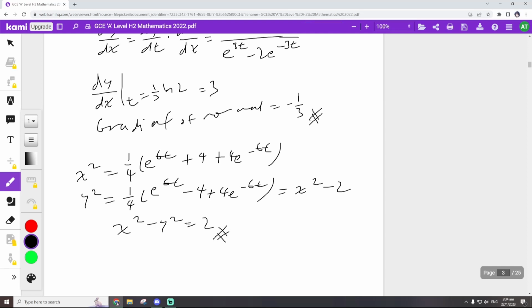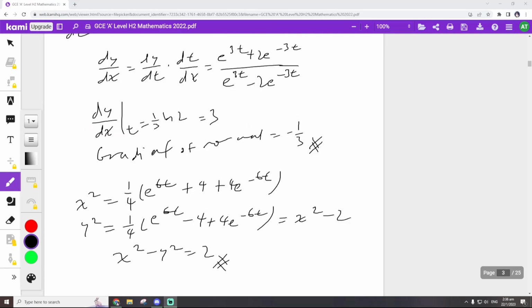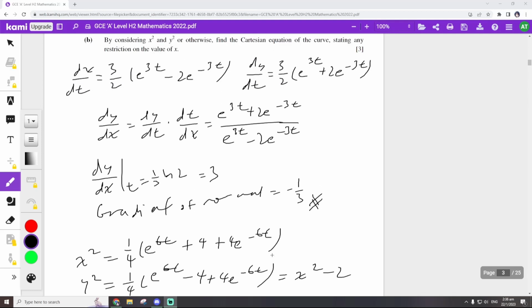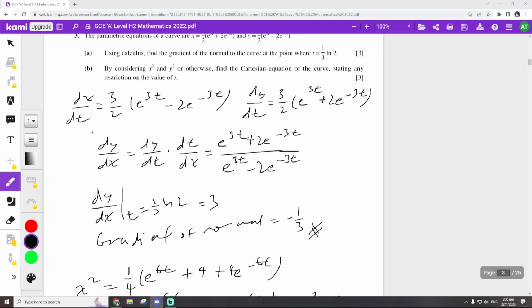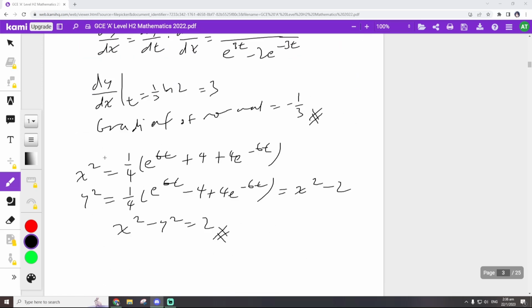Okay, what is the restriction on the value of x? You know that this curve is a hyperbola, but there's a restriction because your x has to be positive, right? Because e to the 3t and 2e to the negative 3t are both positive, so it has to be a right-sided hyperbola. So your curve can only lie on the part which has the right vertex, and for that reason, x is greater than or equal to root 2 is your restriction on the value of x.